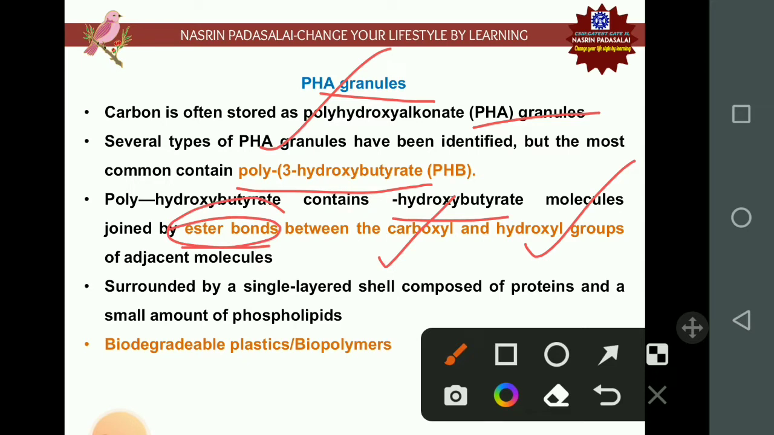Next, this PHA granule is surrounded by a single layer shell of protein made up of a high amount of protein and a small amount of phospholipid. So one example of these PHA granules is biodegradable plastics or biopolymer.